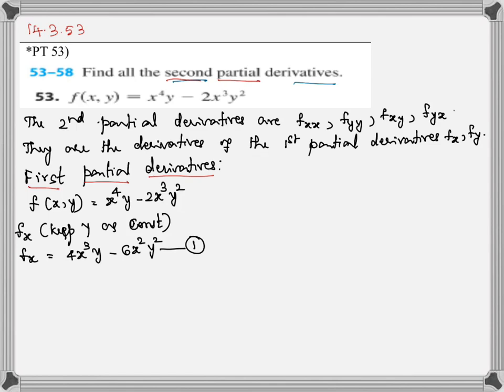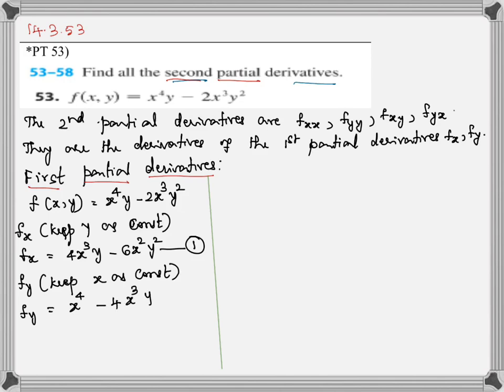So let's call it 1, the first partial derivative. Then the partial derivative with respect to y, again a first partial derivative, but with respect to y. We have to keep x as constant in this case. So you get x^4 - 4x^3 y, because differentiating y^2 with respect to y gives 2y, so it becomes 4x^3 y. We call it 2.